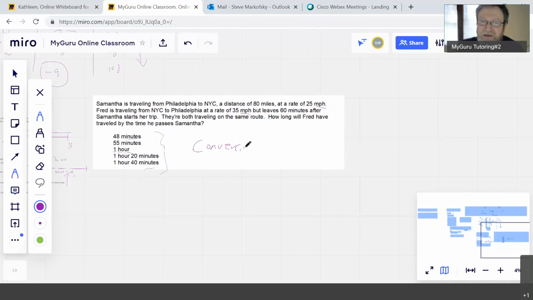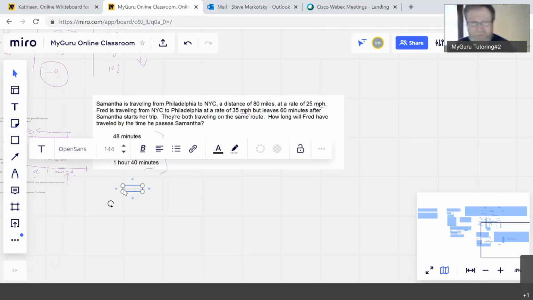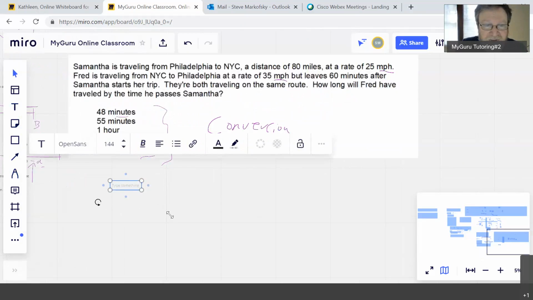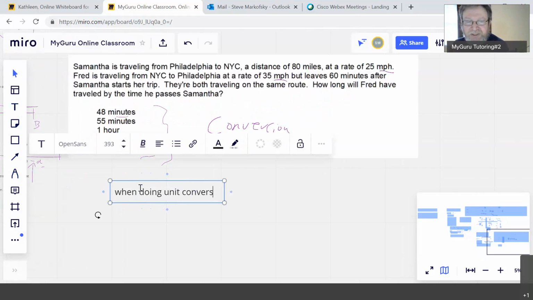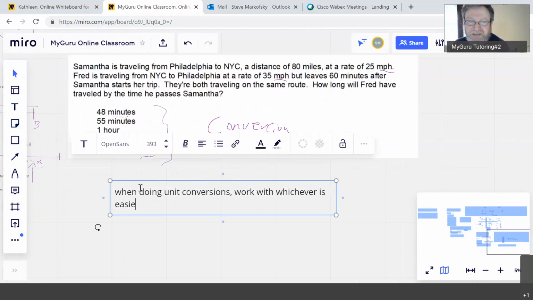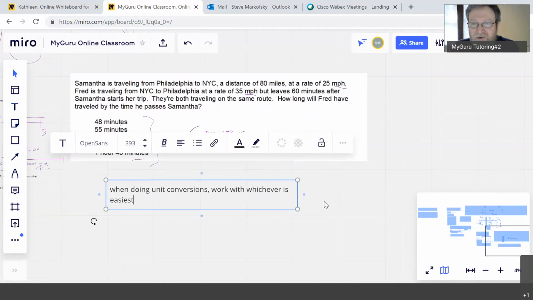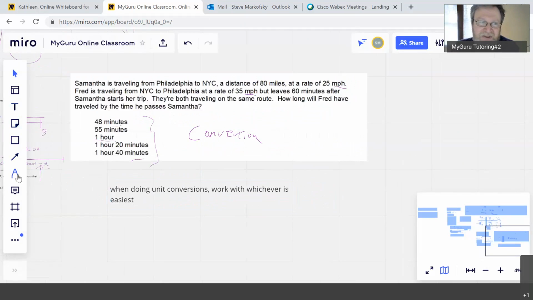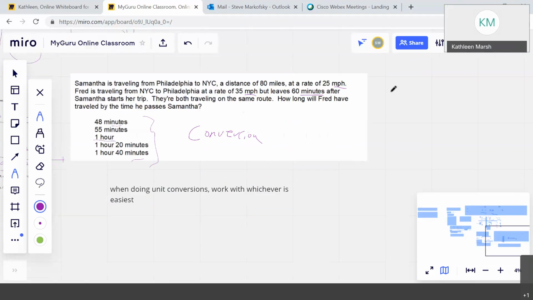And I would say use whichever units are easier to work with. In doing unit conversions, work with whichever is easiest. So we've got 25 miles per hour and we've got 60 minutes. So it's up to you. What would you rather work with? I think minutes, since a few of the answers are in less than 1 hour.